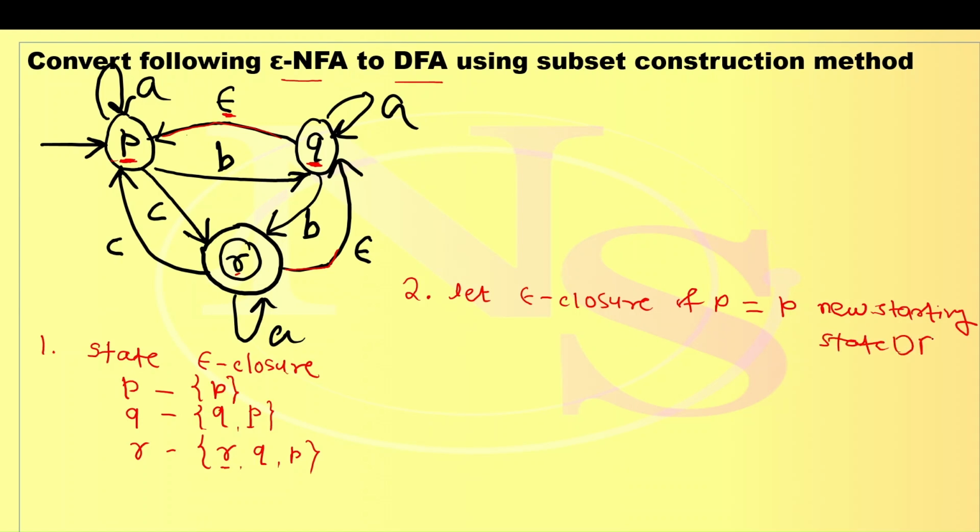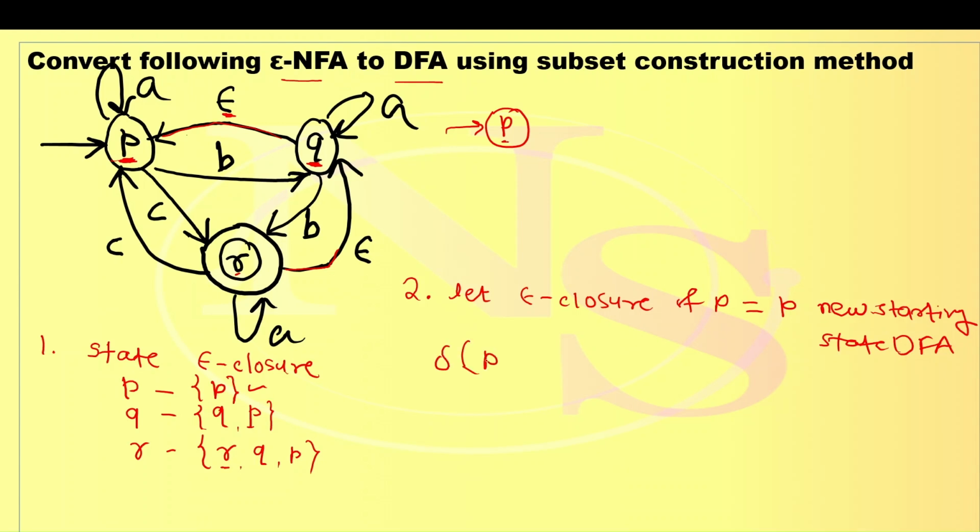So let's assume this and continue with the subset construction method. So epsilon closure of P is P itself. It means here will be our P state of our required DFA, and as per this assumption, the epsilon closure of the starting state of the epsilon NFA, that is P, will be the starting state of our DFA. Then what do we need to do? We need to find out transitions.